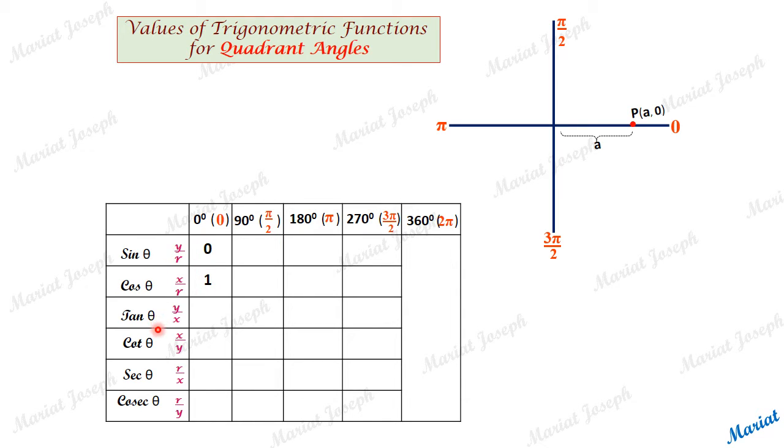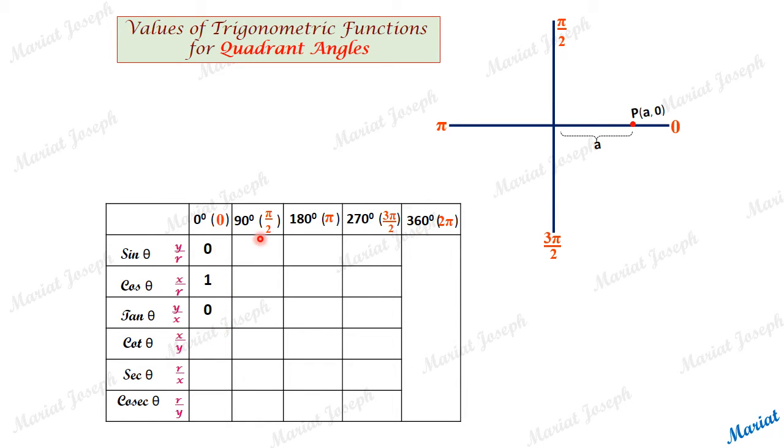Now tan 0 is y upon x, y coordinate upon x coordinate. 0 upon a. 0 upon a is 0. Now, the rest of the three trigonometric function values, cot theta, sec theta and cosec theta, are the reciprocals of these three. Hence, we will be able to obtain them using the reciprocal relation.